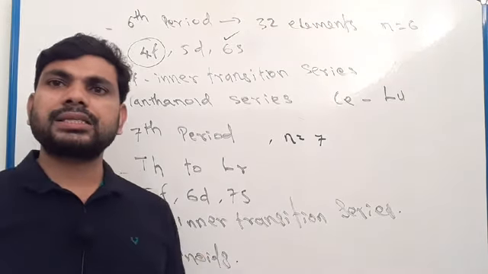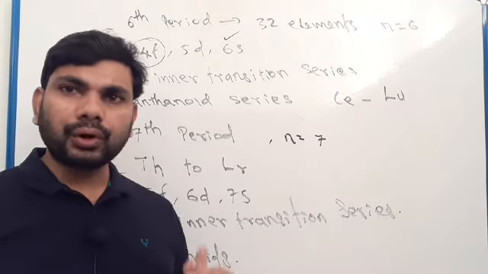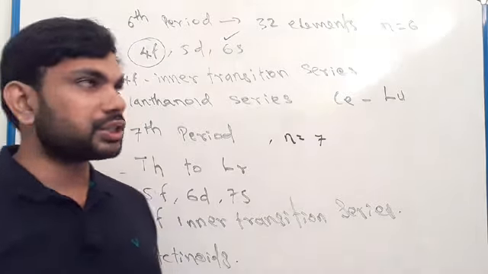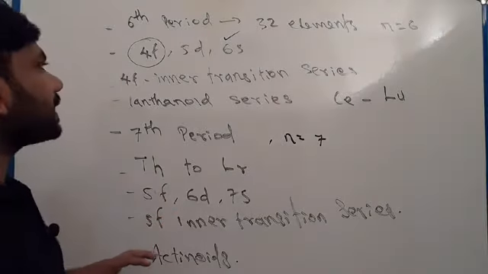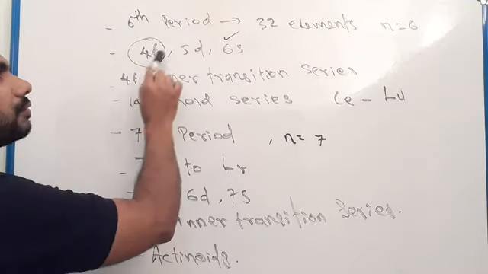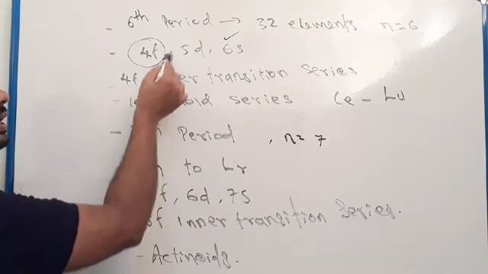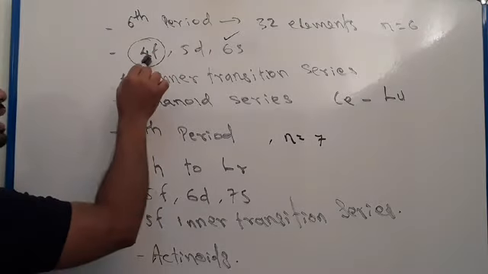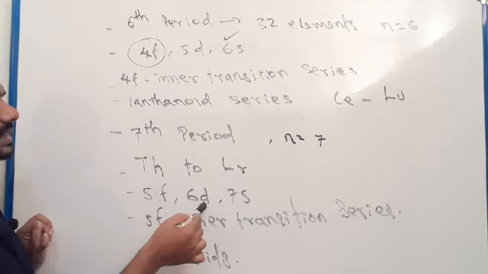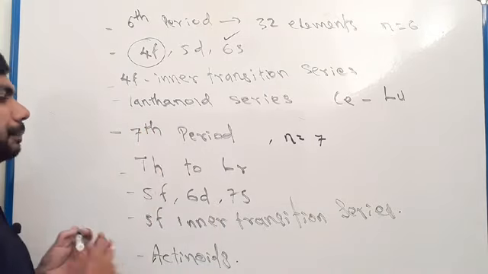Before, in d block elements, we discussed the 3d series, 4d series, and 5d series according to their outer shell electronic configuration. Here we have the 6th and 7th period. The 6th period outer shell electronic configuration is 4f 5d 6s. For the 7th period, you have to add one more: 5f 6d 7s. This is the outer shell electronic configuration for the 7th period.